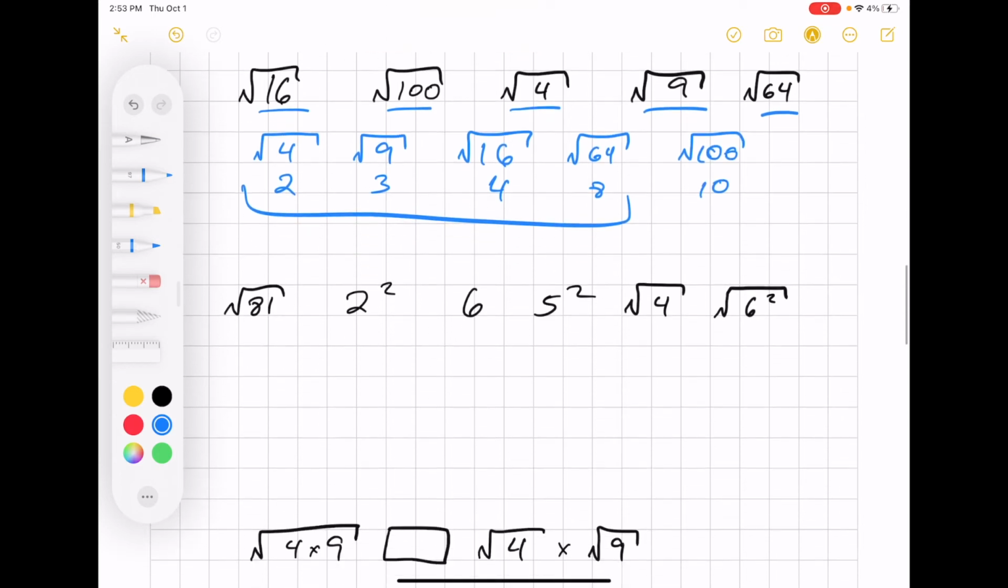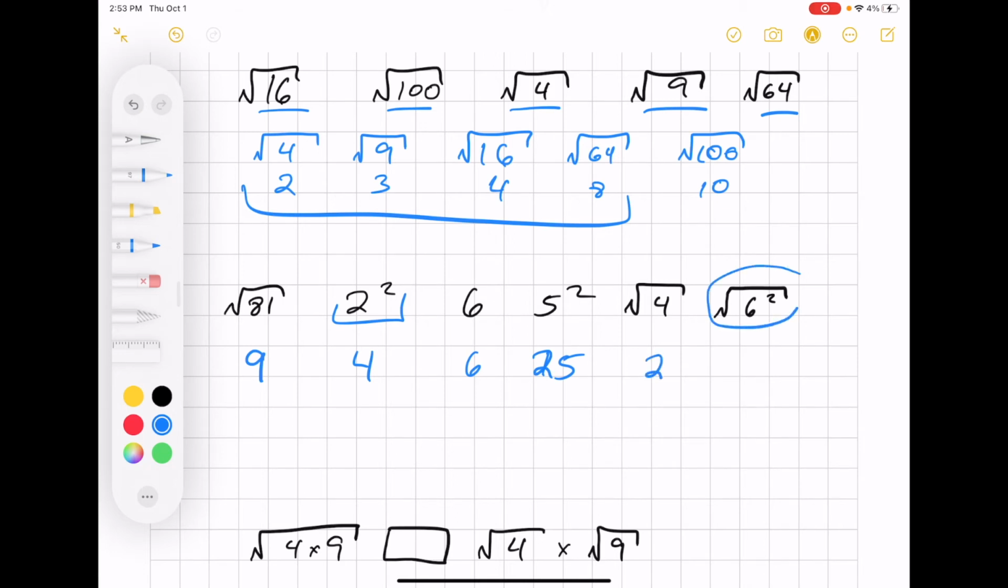Okay, so I'm going to order these, and these ones I will evaluate first. So I know that the square root of 81 is 9. 2 squared is 4, because 2 times 2 is 4. This is just the number 6, right? This is the number 25, because 5 times 5 is 25. The square root of 4 is 2.